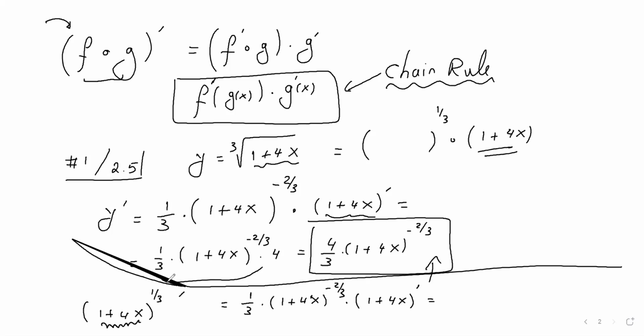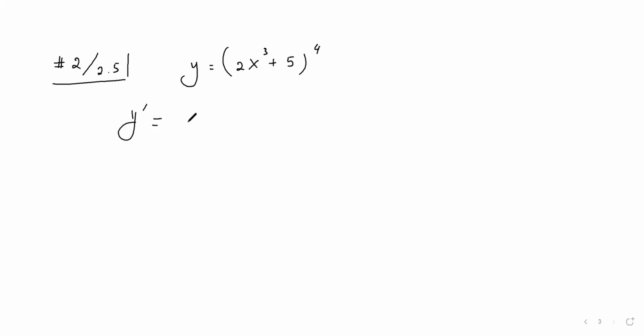All right, so this is our first example. Our second example will be number 2 from the same lesson from 2.5. These are all assigned problems, folks. So y equals 2x cubed plus 5 to the 4. And we kind of saw what to do with these kinds of problems. So y prime, folks, is going to be, use the usual. So think of these as just a single thing.